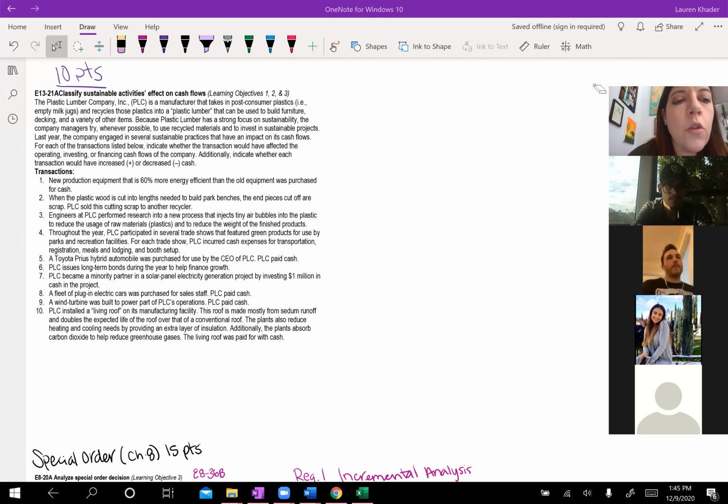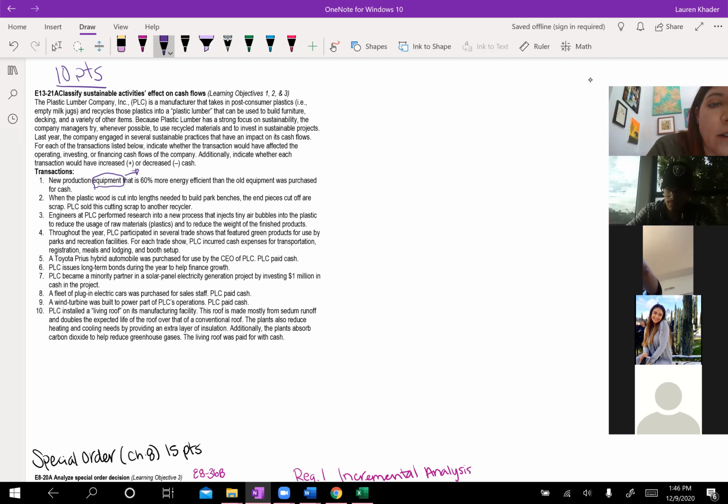So new production equipment that is 60% more energy efficient than the old equipment was purchased for cash. So equipment is the key word here. Equipment is a long-term asset. So automatically this is going to be classified as what activity? It's impacting a long-term asset.